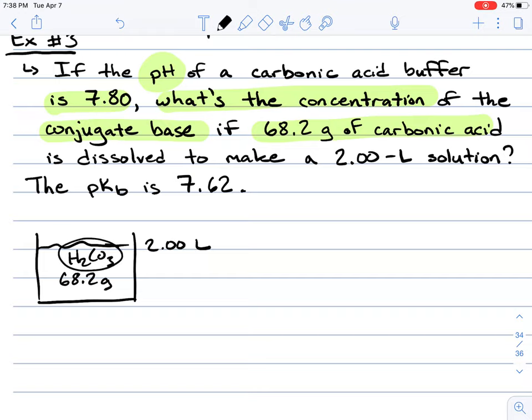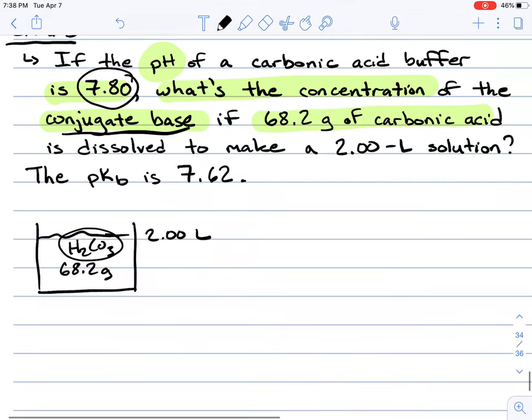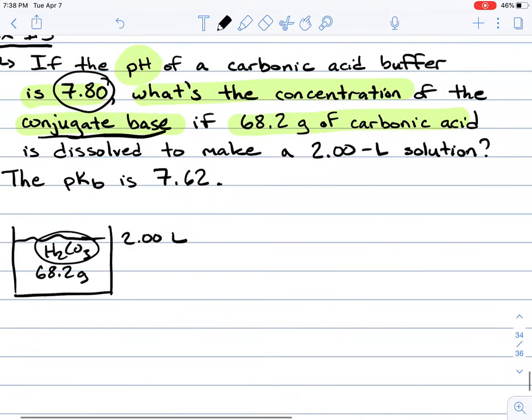Since carbonic acid is a weak acid, a small fraction of it is going to dissociate to produce the conjugate base. And so it turns out that the pH is 7.80. And so if the pH is 7.80, what is the concentration of the conjugate base? Once again, we can go ahead and figure this out by using the Henderson-Hasselbalch equation.